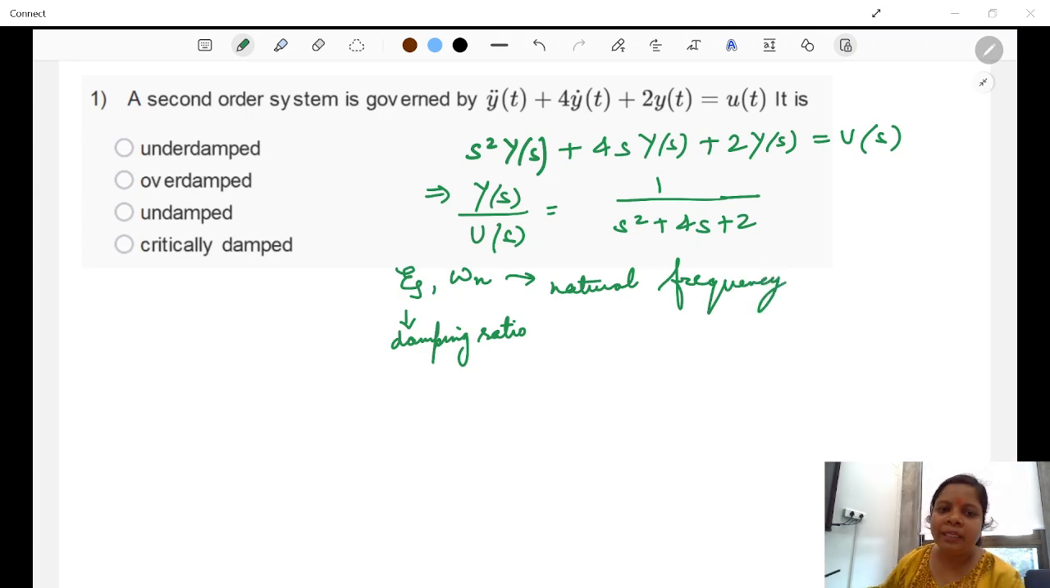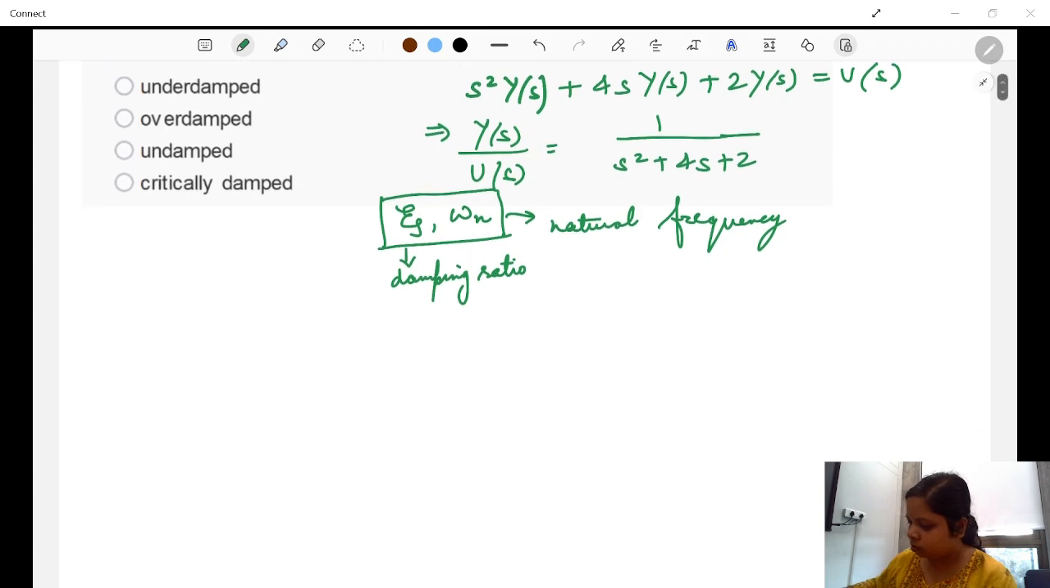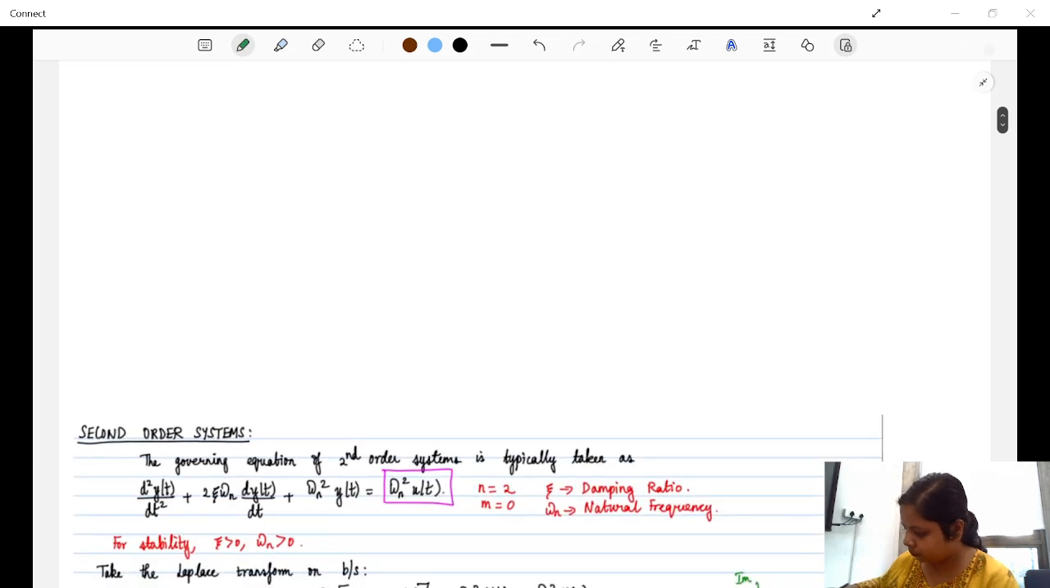Without any input being given to the system, the frequency which is already there in the system is known as the natural frequency. If there is some input, then it is going to change. We are going to deal with such questions later on. As of now, this is the natural frequency of the system. Now, we need to find both of these terms to tell whether it is underdamped, overdamped, or undamped. So let's see what was taught in the lectures to you.